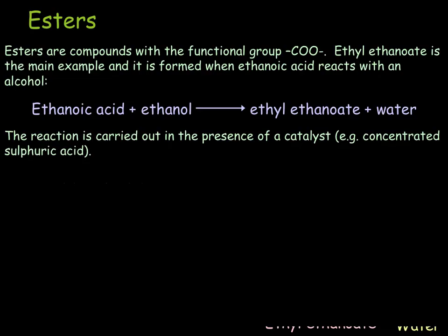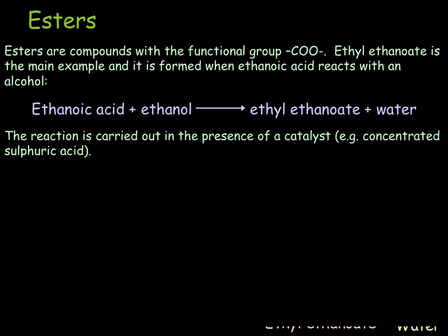We've looked at esters previously in the C3.11 video on different homologous series. But to recap, esters are compounds with the functional group COO. This is found in the middle of the molecule. Ethyl ethanoate is the main example and is formed when ethanoic acid reacts with an alcohol. So we have ethanoic acid plus ethanol goes to ethyl ethanoate and water.